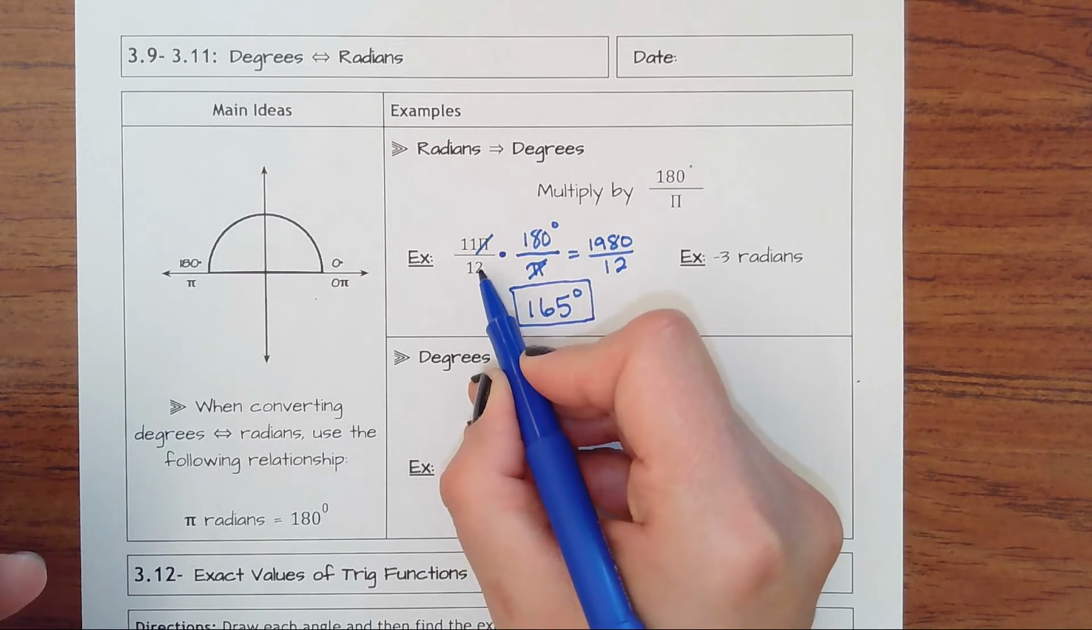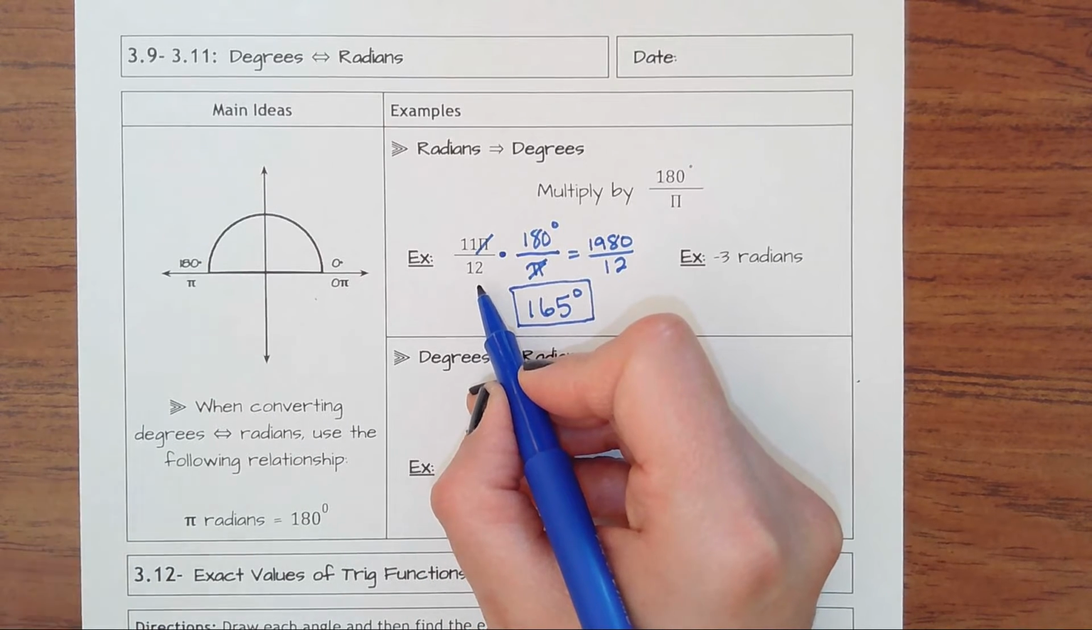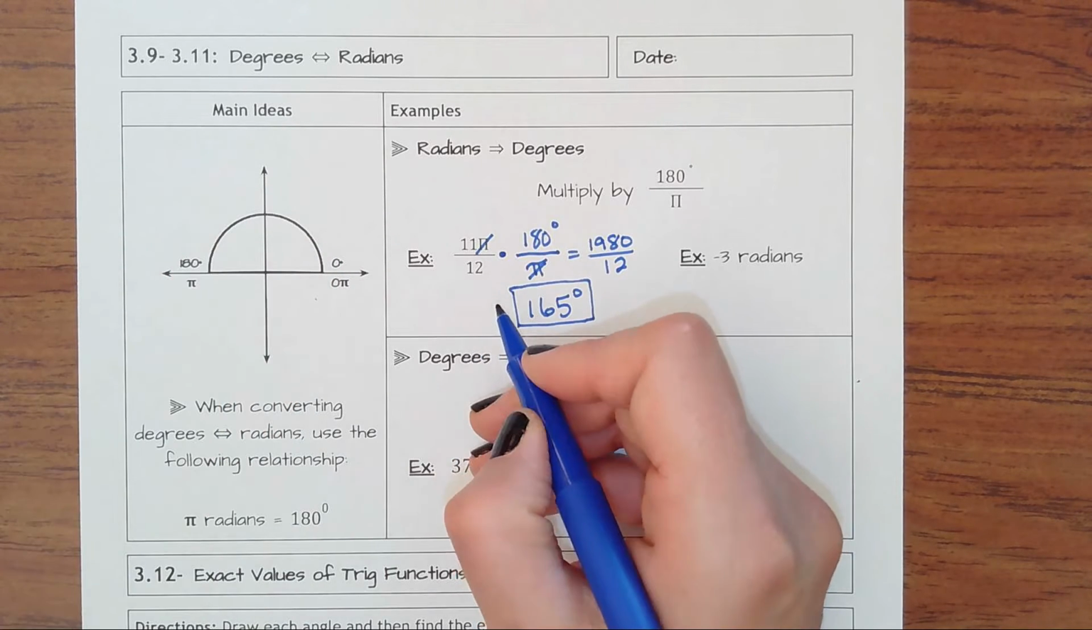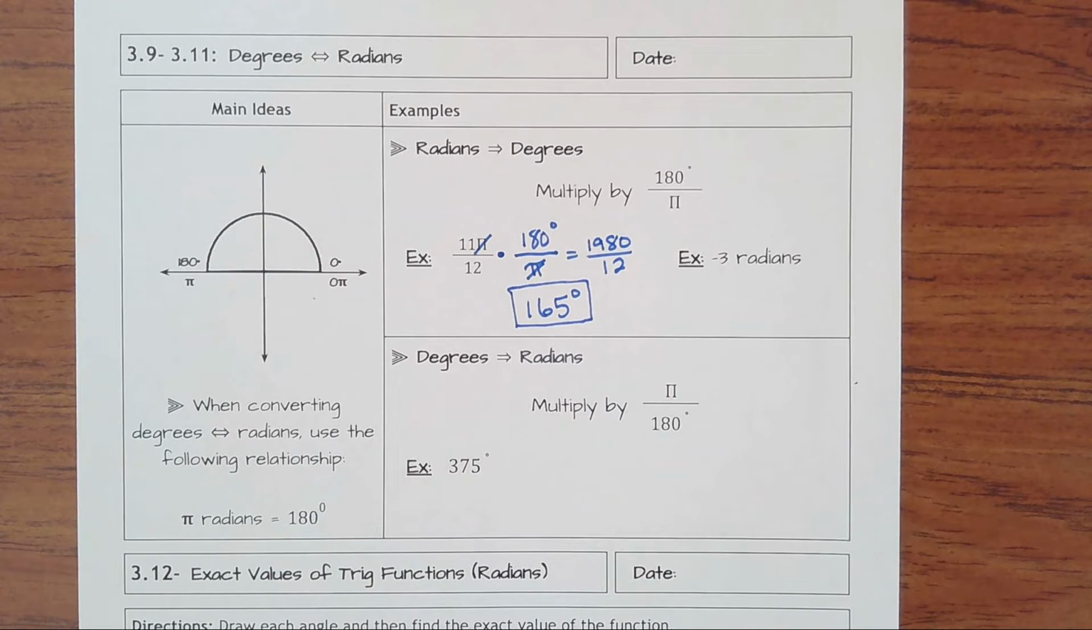Which makes sense. 11 twelfths is pretty close to being 12 twelfths or a whole. So we're getting closer and closer to being 180. 165 is only 15 off of that.